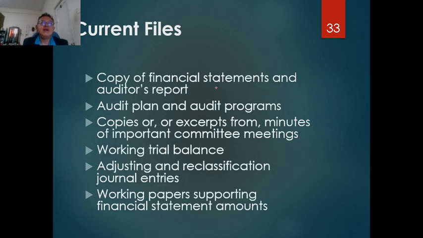Whereas the current file has a copy of the financial statements and auditor's report for the current year, and then the audit plan for the current year and audit programs for the current year. Copies of any minutes of meetings or any excerpt from the minutes of meetings for the particular year must be there. Working trial balance, where you work on the trial balance, must be there also. Any adjustment or reclassification or general entry must be in the current file. And then these are actually working papers to support the financial statement accounts.